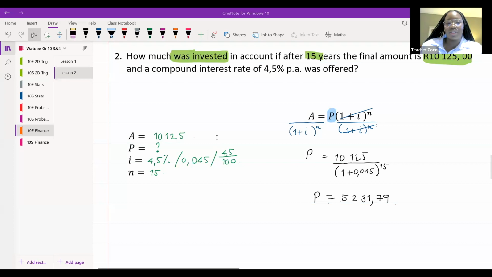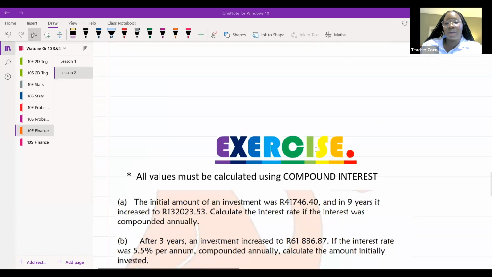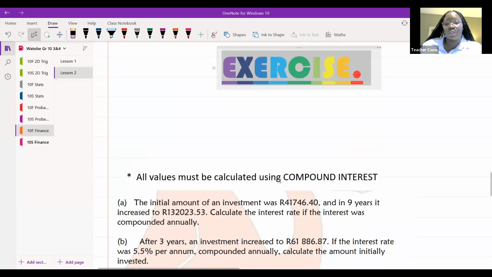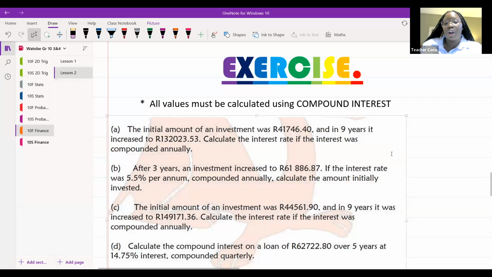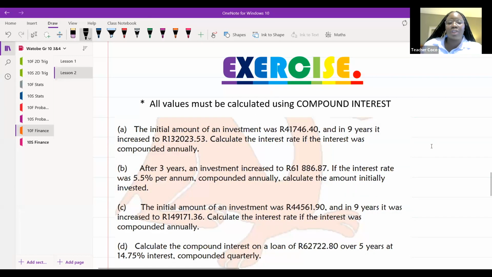Excellent. Good stuff. All right, here's our next challenge. You guys have got an exercise to do. All of the values over here need to be calculated on compound interest. I want you guys to answer A for me, and answer B for me, please. All right, go for it.